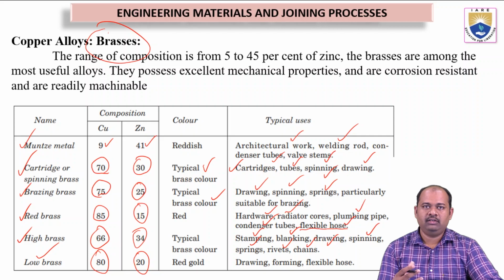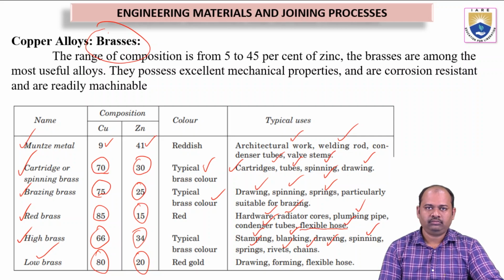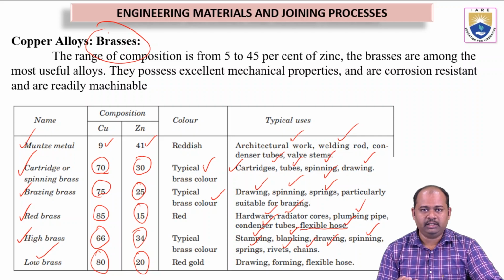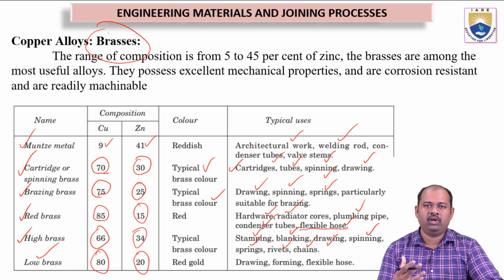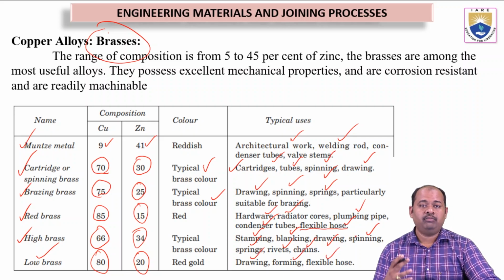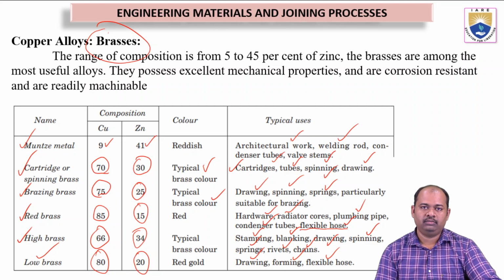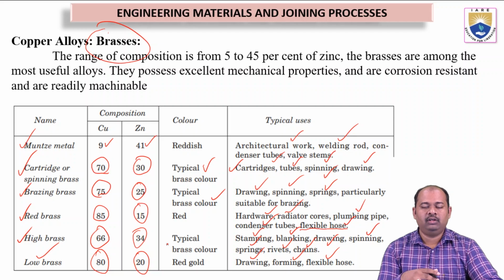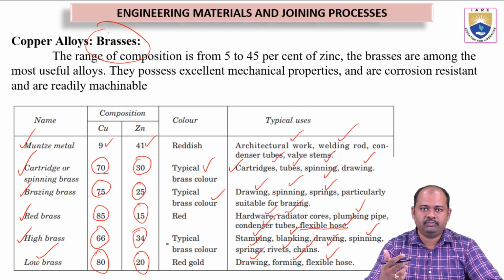We can simply observe that whenever the percentage of copper increases, the metal seems to be reddish. If zinc increases, it is more like a golden color, reddish gold color. Now see here, this is mostly used for drawing, forming, and flexible hoses can be prepared with the help of this. Now see, these are the different types of brasses, that is, alloys of copper when zinc is added. Particularly, we have another type which is called bronze. Bronze is another type of alloy that is made up of copper, but it contains different additive material.